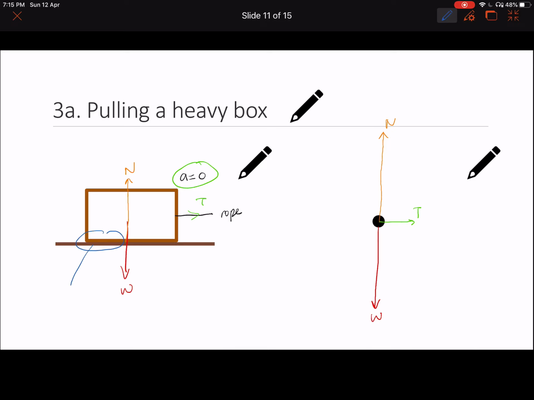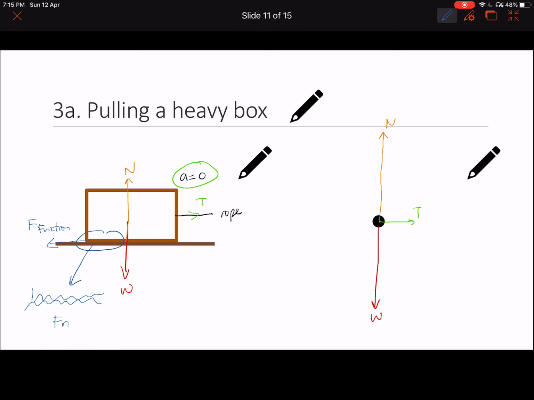Well, if we were to examine the surface between the box and the ground, right? If we were to use a microscope to look at it, it's actually not perfectly smooth at all. There are bumps. And as one bump tries to move across the other, they try to slide past each other, but they have trouble doing so, right? There's a resistance force. So this resistance force along the ground, okay, we call friction.